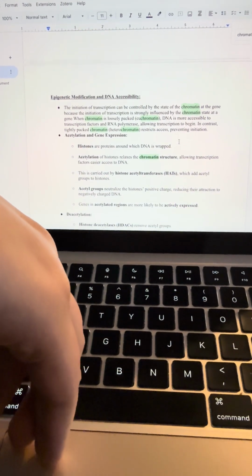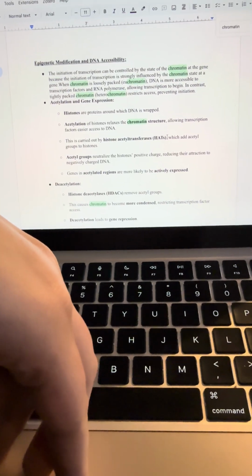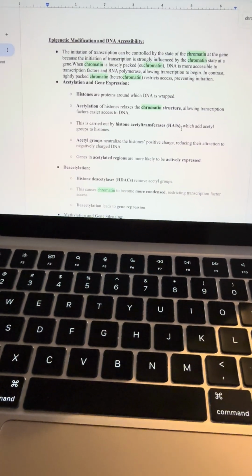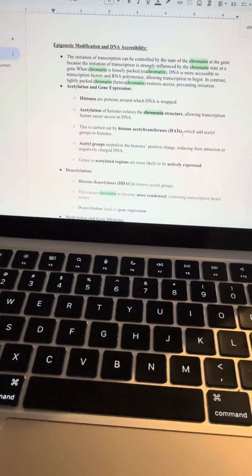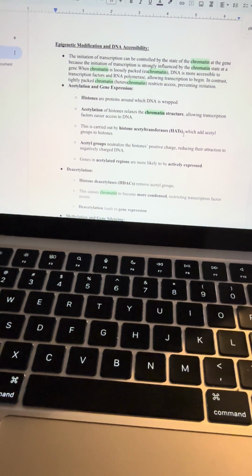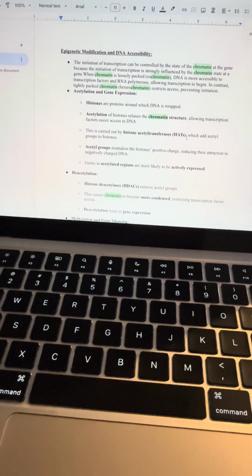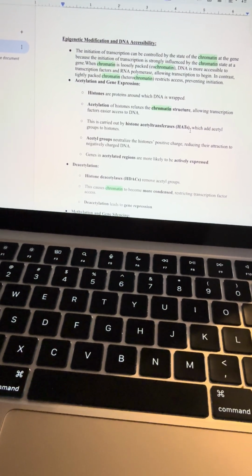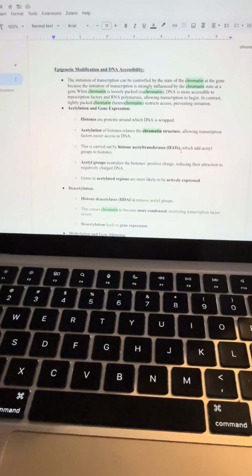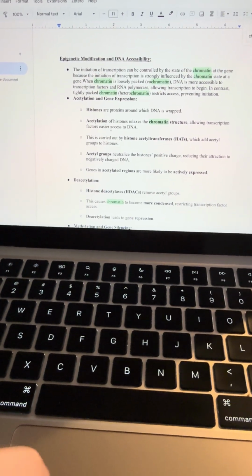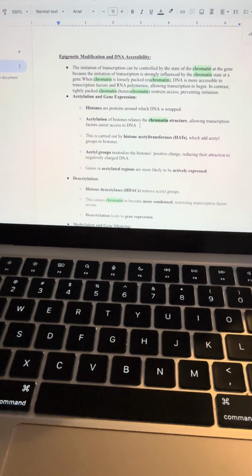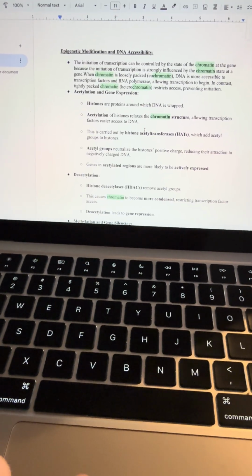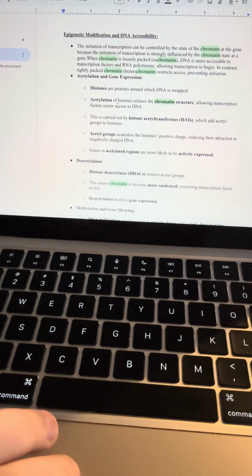Epigenetic modifications and DNA accessibility. The initiation of transcription can be controlled by the state of the chromatin at the gene, because the initiation of transcription is strongly influenced by the chromatin state at a gene. When chromatin is loosely packed, euchromatin, DNA is more accessible to transcription factors and RNA polymerase, allowing transcription to begin. In contrast, tightly packed chromatin, heterochromatin, restricts access, preventing initiation and gene expression.